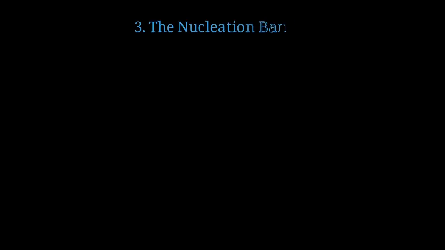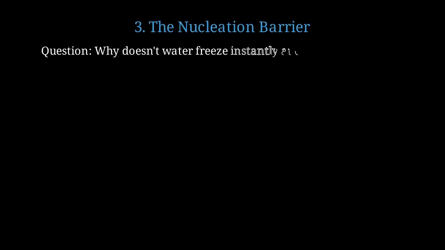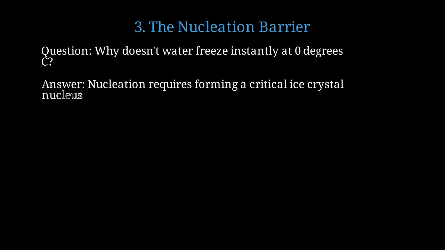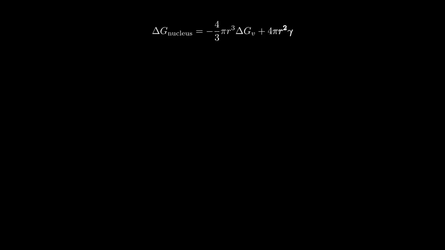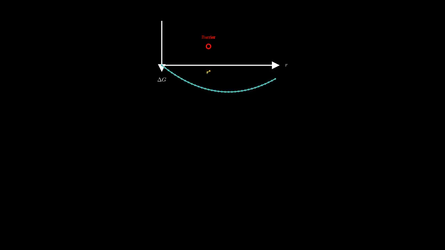The secret to supercooling lies in understanding nucleation barriers. Here's a key question. If ice is thermodynamically favorable below 0 degrees, why doesn't supercooled water freeze instantly? The answer is that freezing requires forming a critical ice crystal nucleus, which has an energy barrier. The free energy of a nucleus equals -4/3 pi r cubed times the volume free energy change, plus 4 pi r squared times the surface tension. This shows the nucleation barrier.